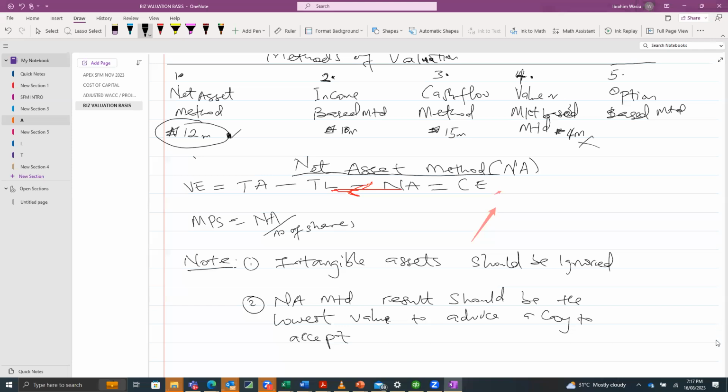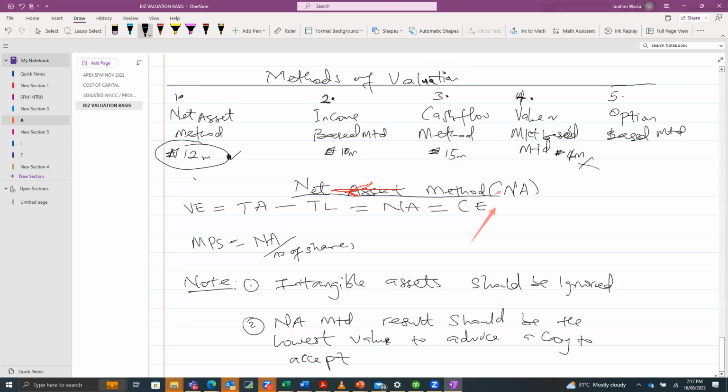Very important. Under each method, there are going to be two notes. Take those notes seriously. Okay. So net asset method ignores intangible assets unless the examiner states that you should, or unless the market value of such intangible asset is given. But if you only have the book value, ignore. But if the market value of such is given, then you consider it. Do you get that? Then for net asset method, I'm saying this again: it is the lowest method to advise anybody to take actually.